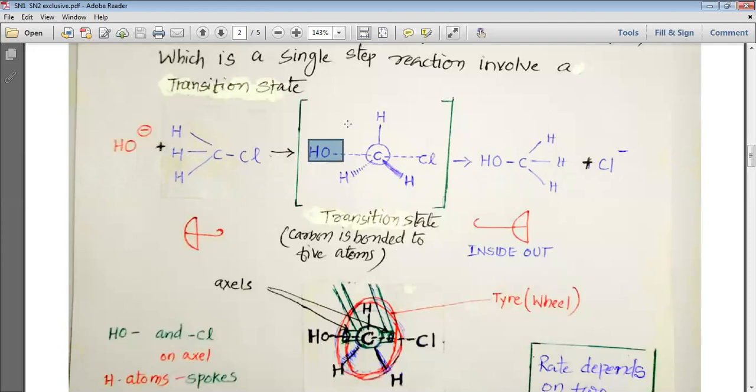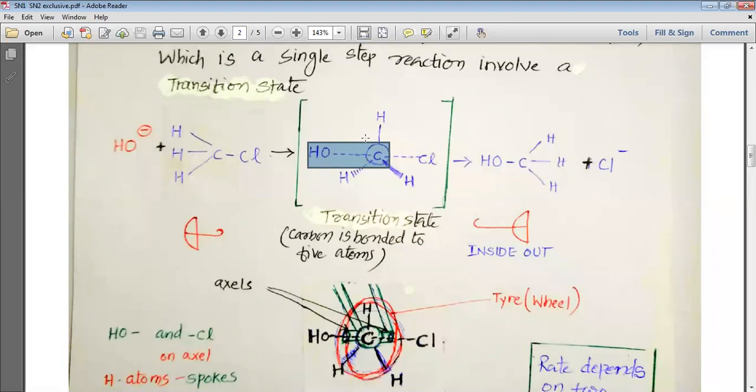Now you can see that here we have represented this OH–C bond with dots. At the same time, we have the C–Cl bond also represented with dots. Now why do we put these bonds in dotted form? Because the bond between OH minus and C has started forming. It has not completely formed. It is just in the action of forming the new bond.